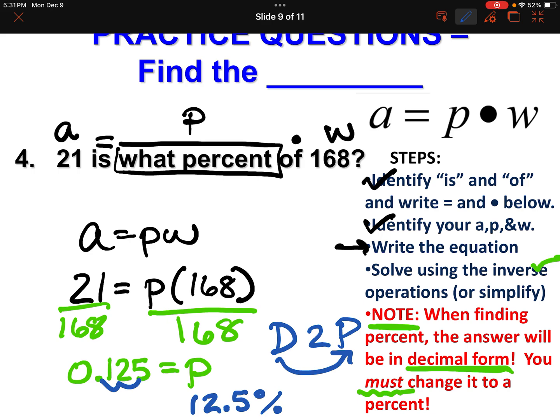Give number 5 a try and pause the video, and then you can restart it when you are finished.